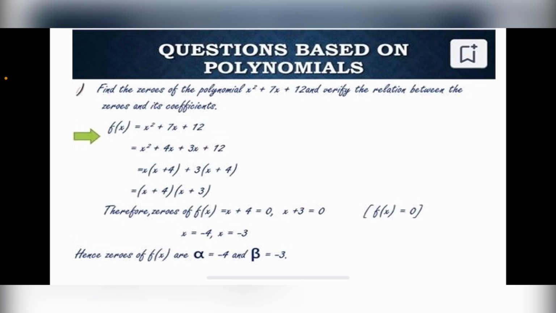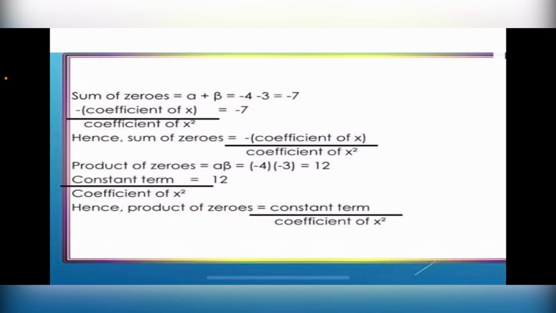x plus 4 is equal to 0 or x plus 3 is equal to 0. x will be equal to minus 4 and x will be equal to minus 3. So alpha will be equal to minus 4 and beta will be equal to minus 3. Then we have to verify alpha plus beta is equal to minus b by a. So minus 4 minus 3 is equal to minus 7, and minus b by a also gives the value minus 7. Product of zeros, alpha into beta, is minus 4 into minus 3, which gives 12. And when we do c by a to verify, the RHS will be equal.